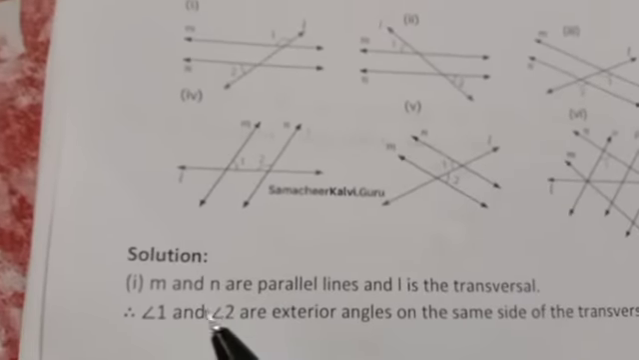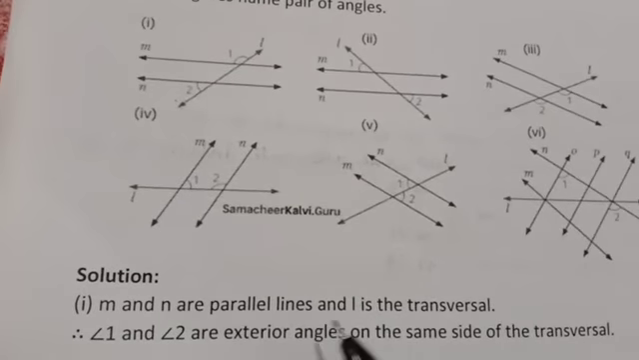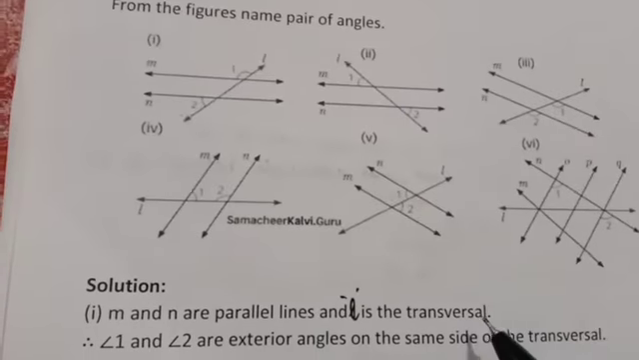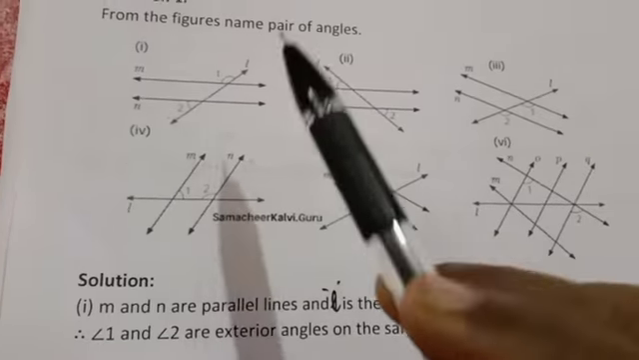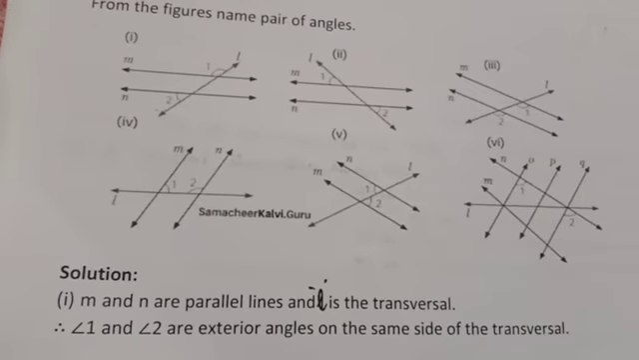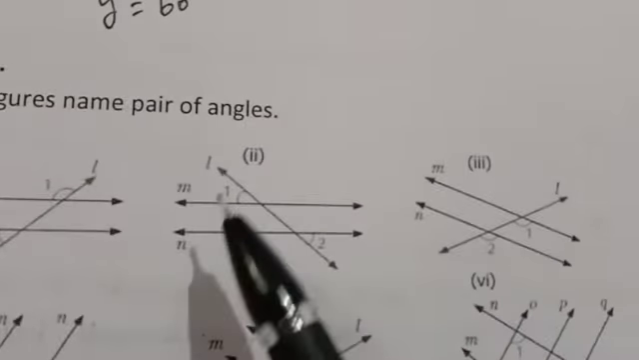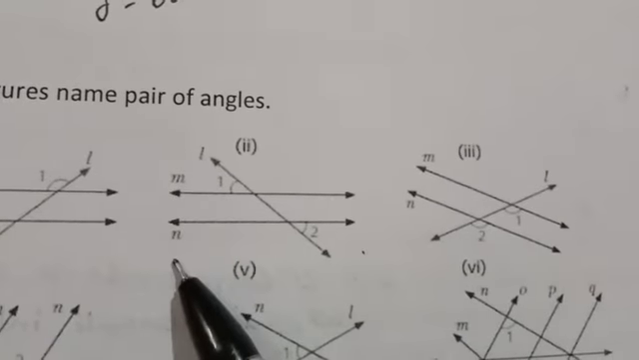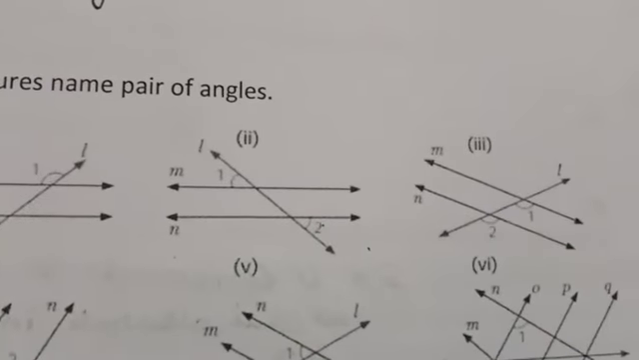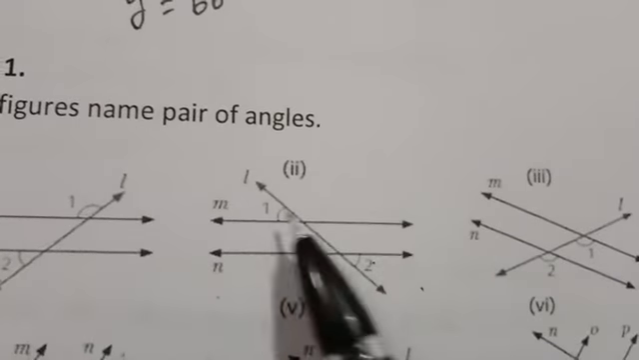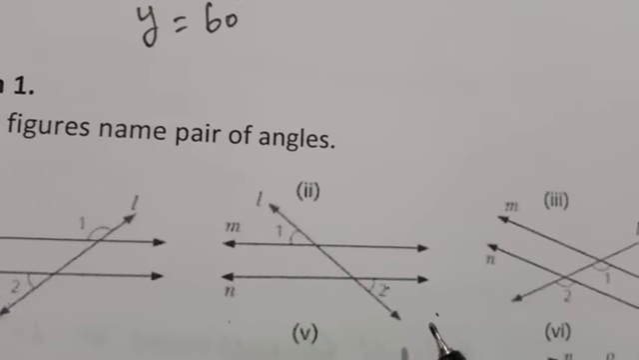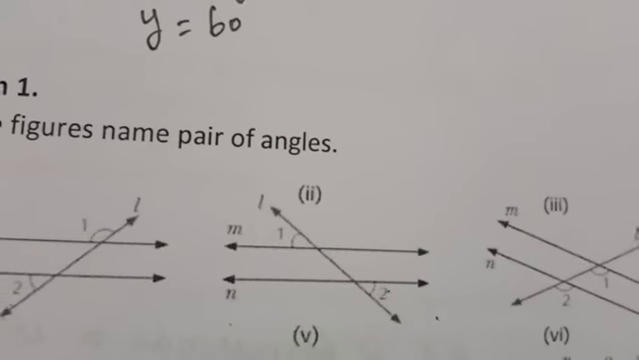Okay. So how do you write this? M and N are parallel lines and L is the transversal. So angle 1 and 2 are exterior angles on the same side of the transversal. Okay, now observe this second picture. L is the transversal, M and N are parallel lines. Now say the name of angle 1 and 2. These two are also exterior angles. Yes students, angle 1 and 2 are alternate exterior angles.